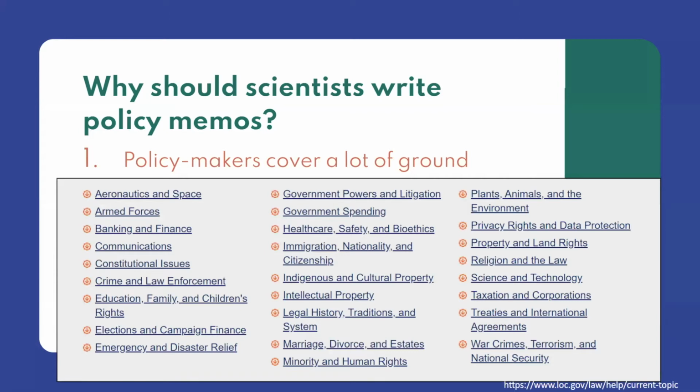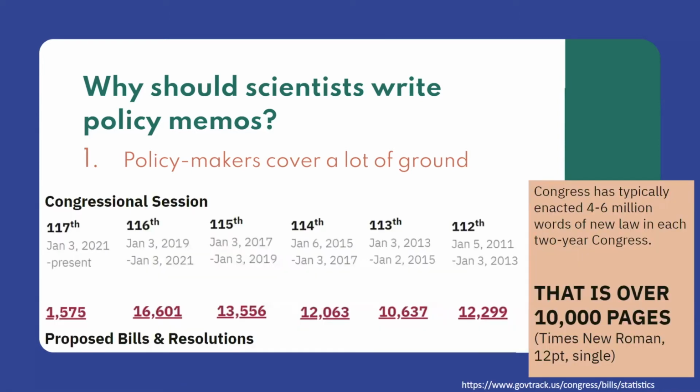Here is a list of categories of topics that the Law Library of Congress recently wrote reports on. They give these reports to legislators at the federal level. The topics that they have written reports on recently are just a huge array, all the way from aeronautics and space to religion and the law. So you can see why we can't expect policymakers to be experts in all of these diverse topics.